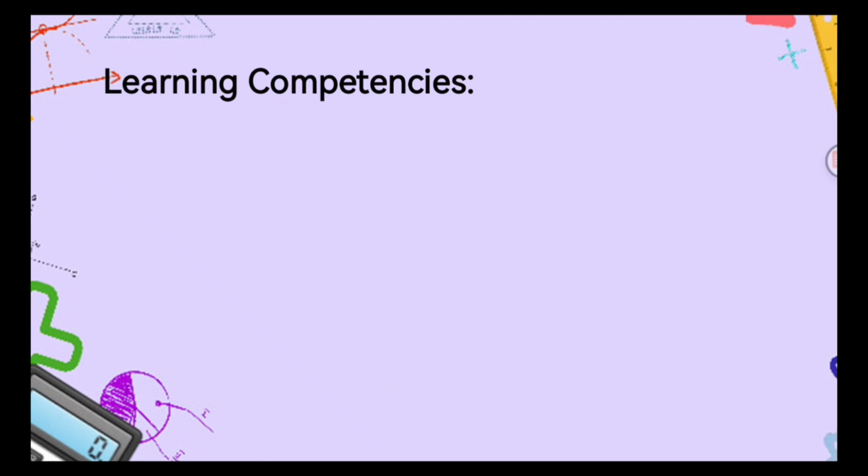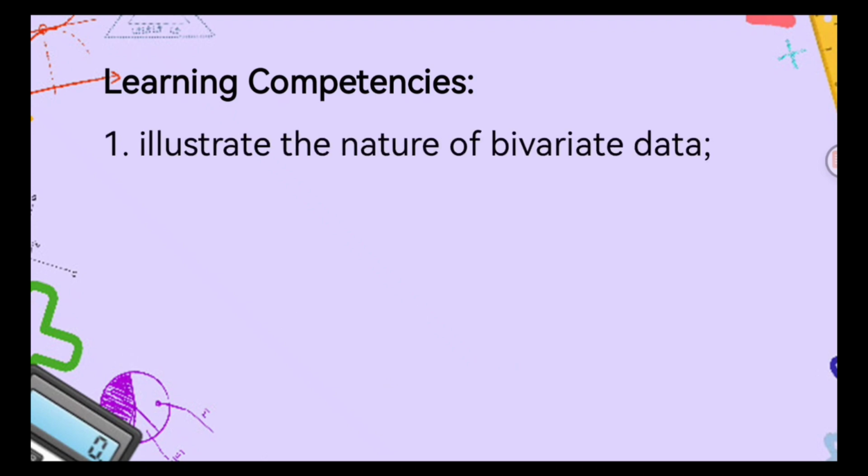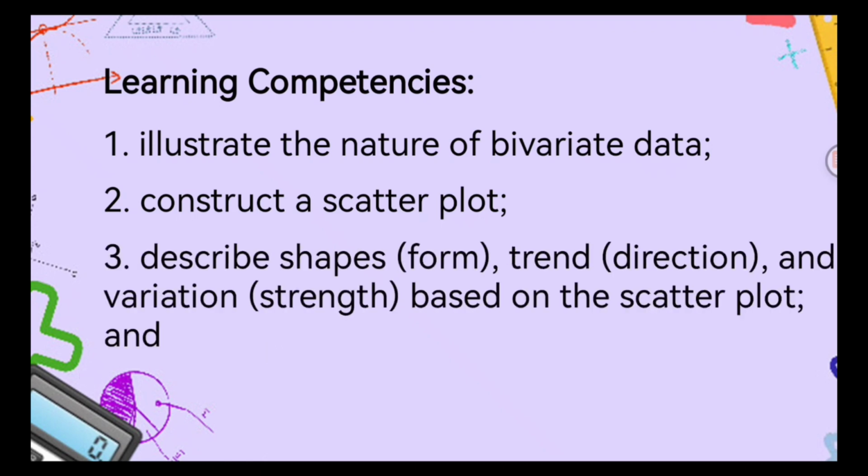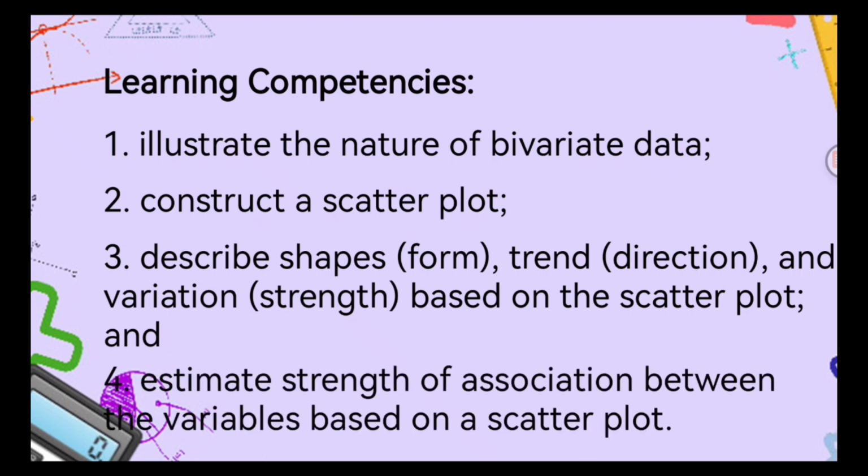Our learning competencies for this lesson are to illustrate the nature of bivariate data, construct a scatter plot, describe shape or form, trend or direction, and variation or strength based on the scatter plot, and estimate the strength of association between the variables based on the scatter plot.